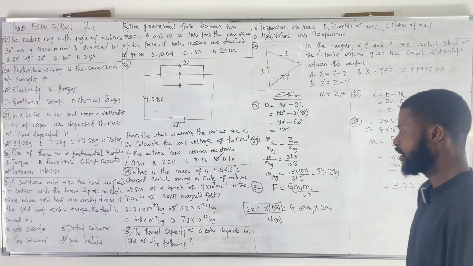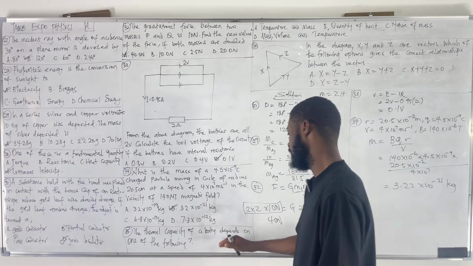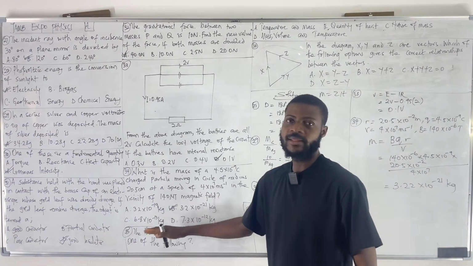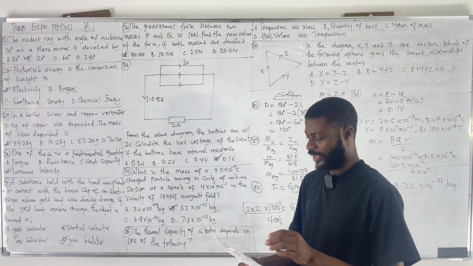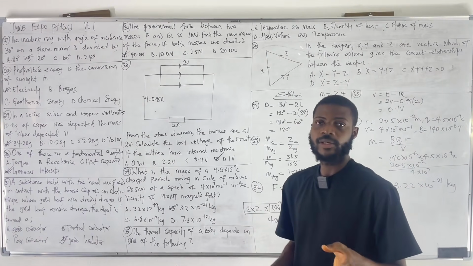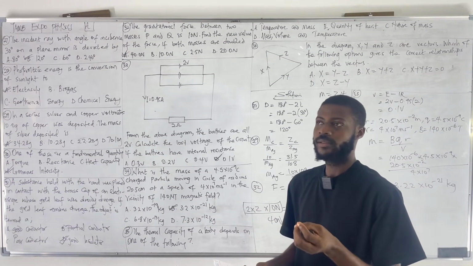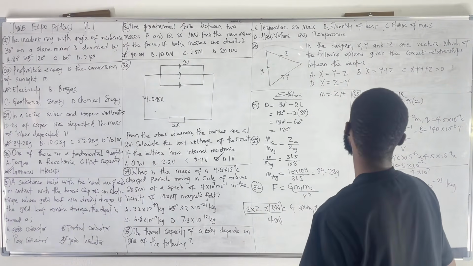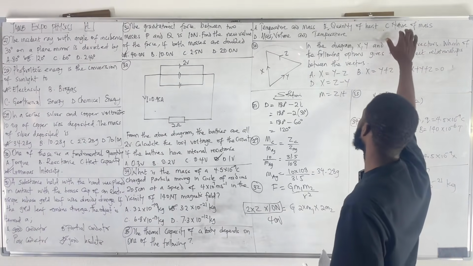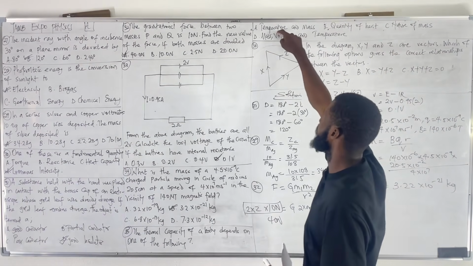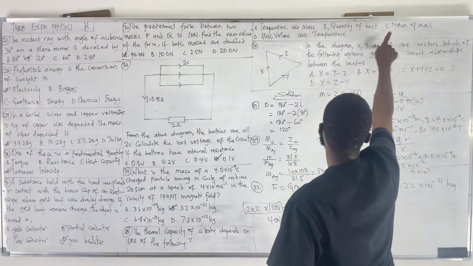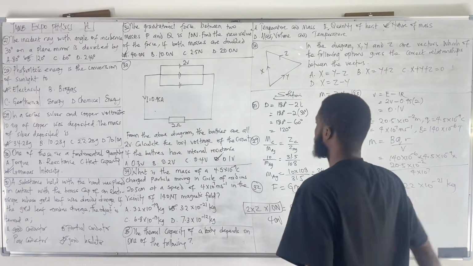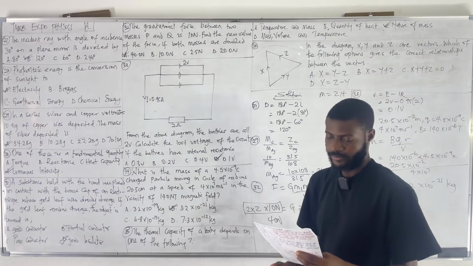That's it. The next one says the thermal capacity of a body depends on one of the following. So remember that thermal capacity is the amount of heat required to raise a body's temperature by 1 Kelvin. So it's going to depend on the mass of that body and the nature of that very body, not the temperature. So this temperature and mass, nope. So it's going to depend on the nature of that very body. So it's going to be C.